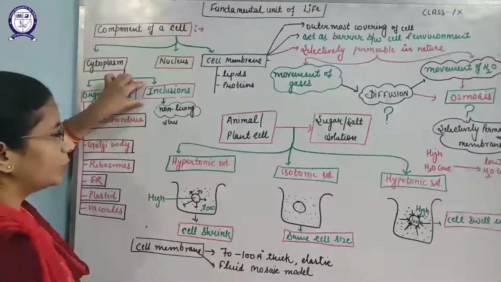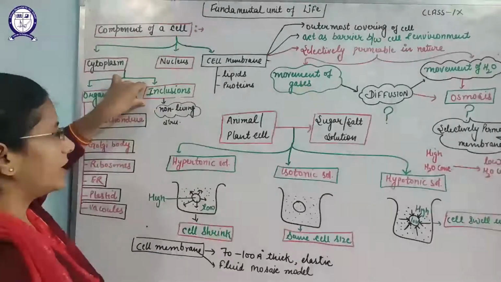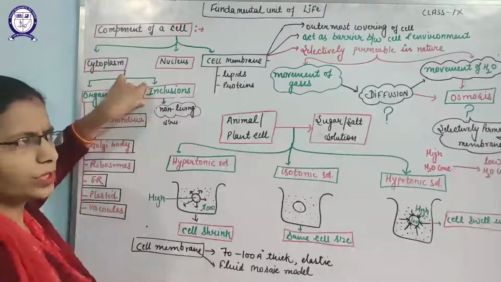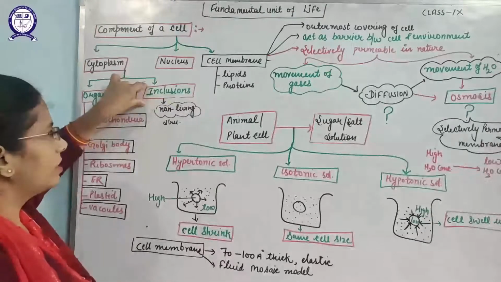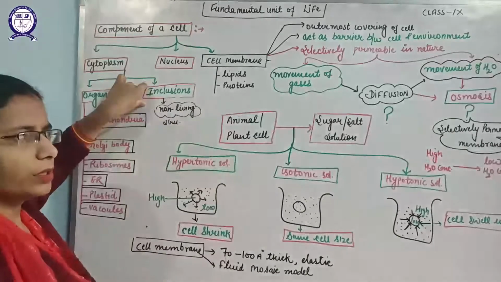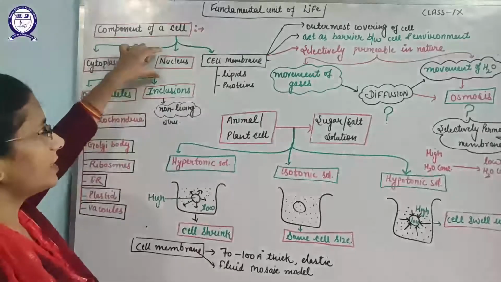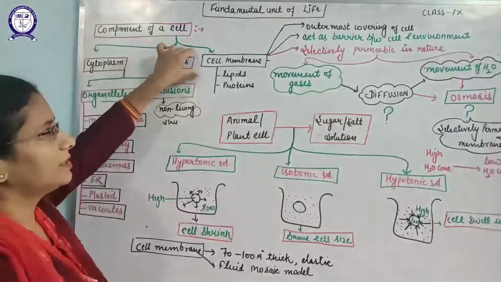And second is the inclusions, which are also known as the non-living structures of the cell. Inclusions are special structures which are used to store food, like starch and glycogen, in the cells, like sulfur and carbon in the prokaryotes also. And second is the nucleus, a dense structure found in the center of the cell. And third is the cell membrane.